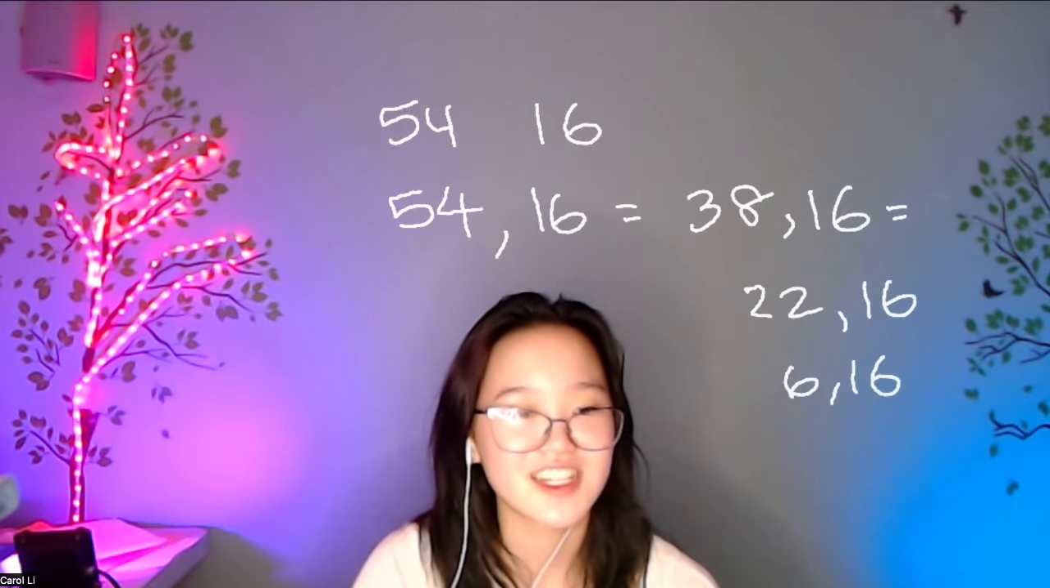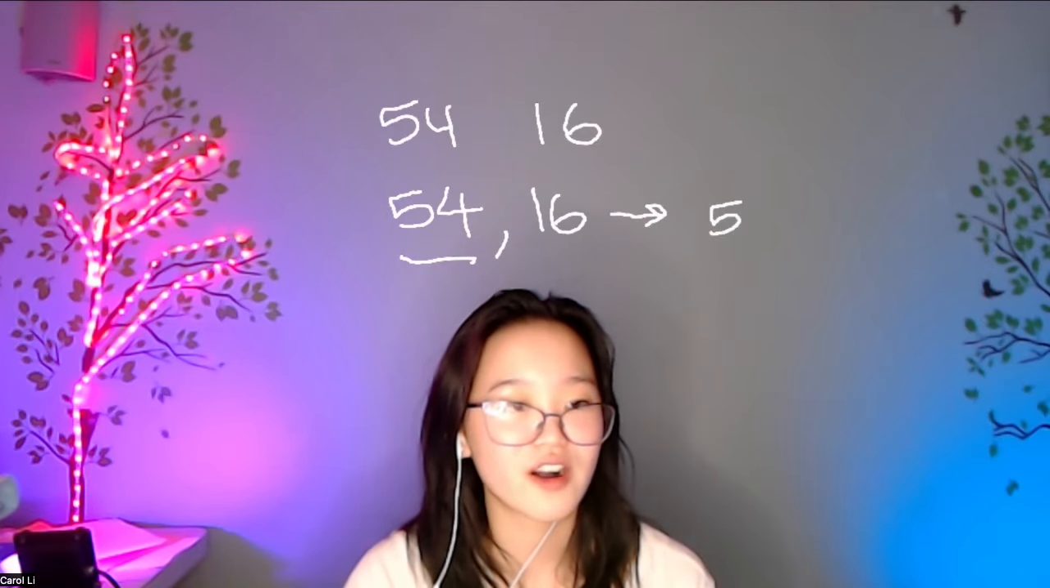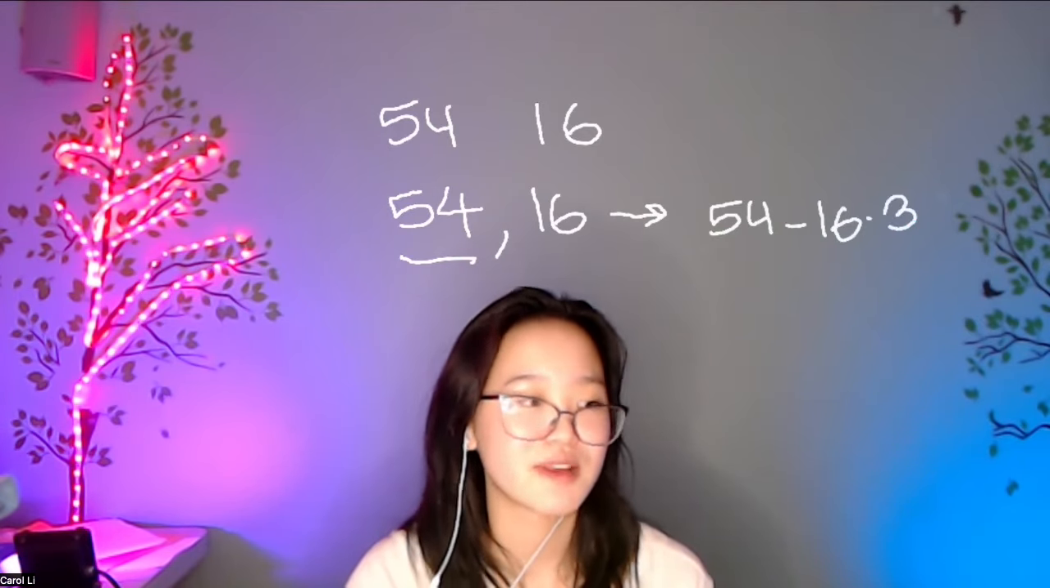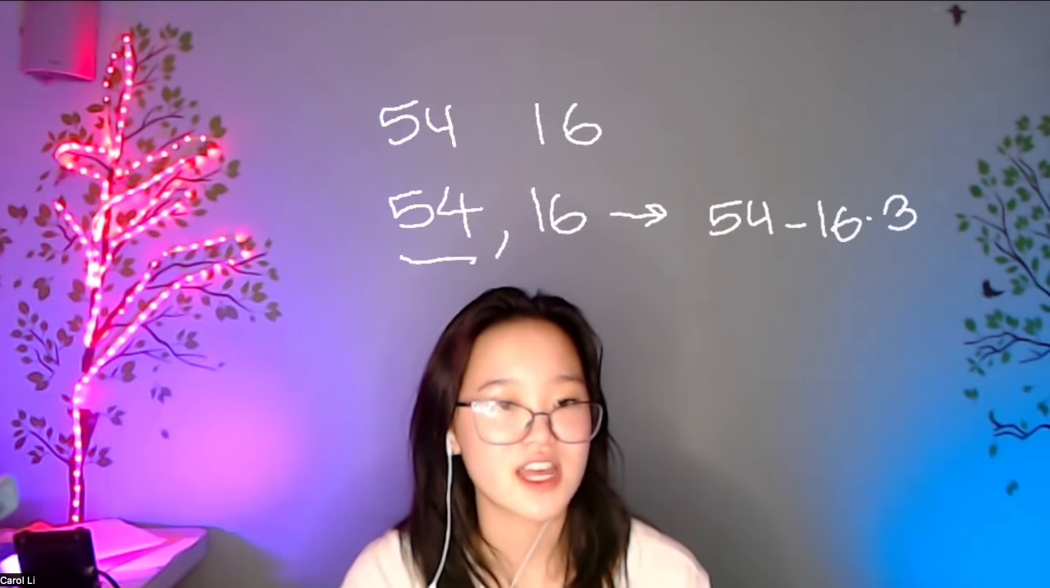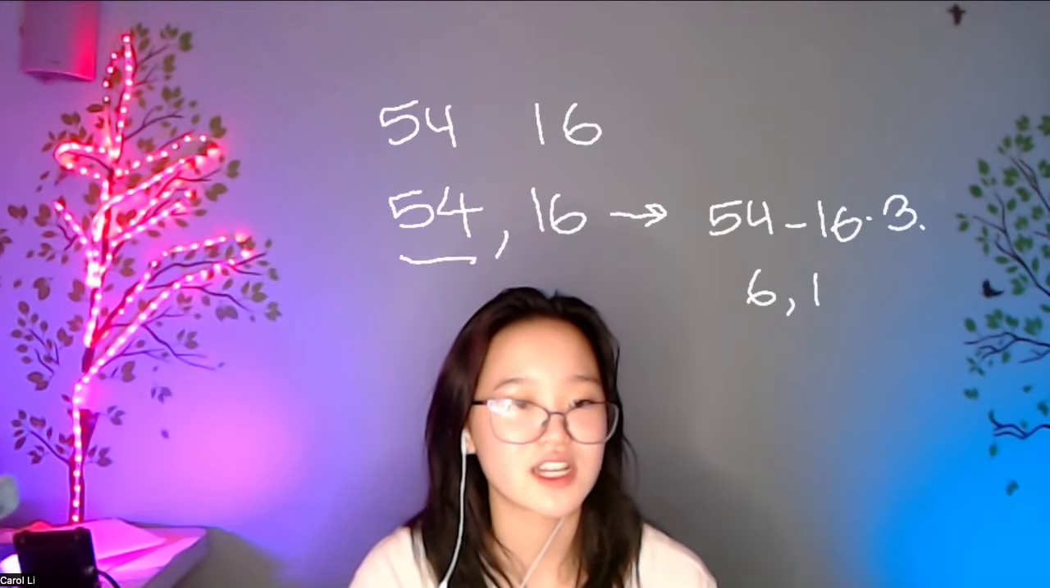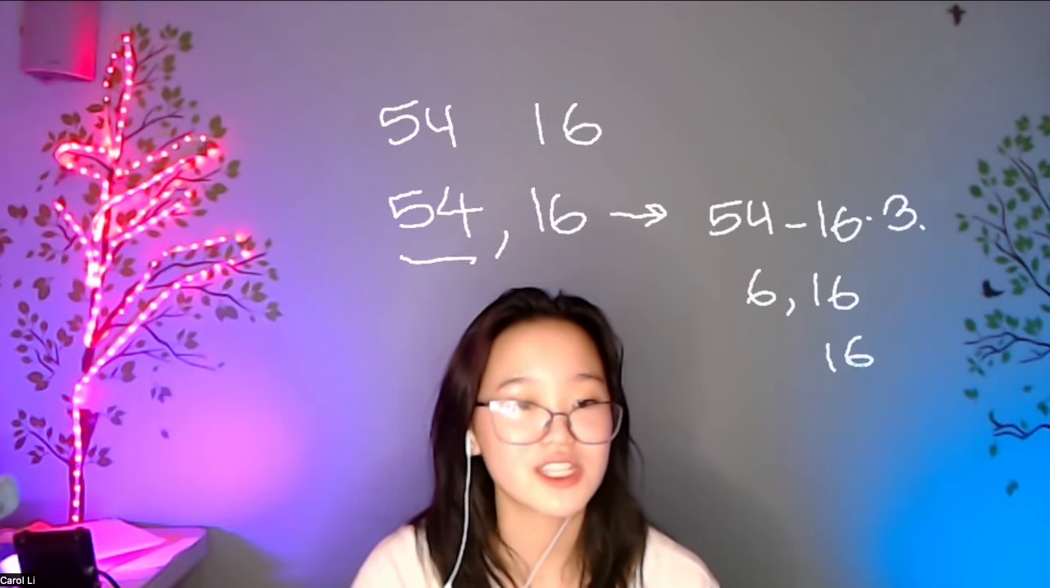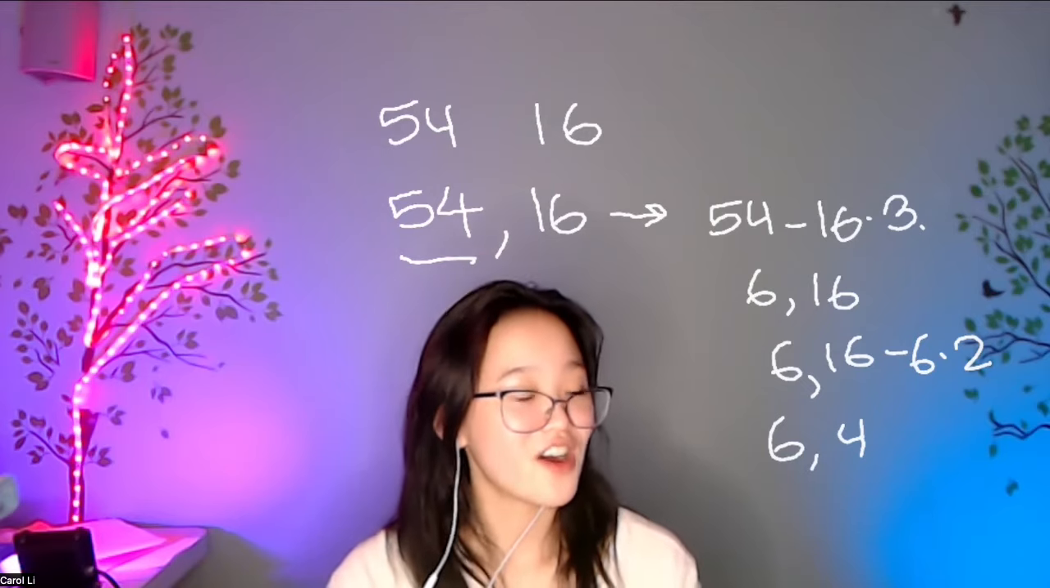You subtract from the bigger number, by the way. I mean, you can subtract from the smaller number, but you'll get negative. And then you end up getting 2, 2. But one easier way is you can just subtract a huge chunk of 16 to skip all these steps. You can instead just do 54 minus 16 times 3. Basically, you're subtracting 16 three times. And then from there you go, oh, 6, 16. And then you subtract 6 twice from 16, and you immediately get to 6, 4. It's a lot faster.